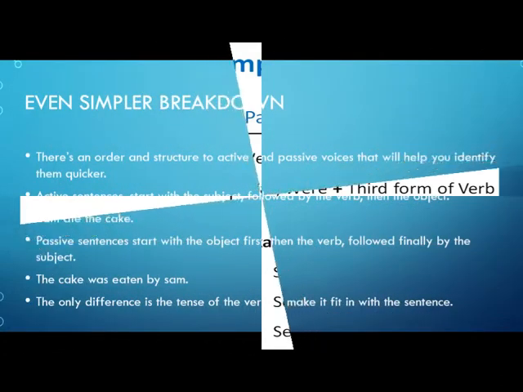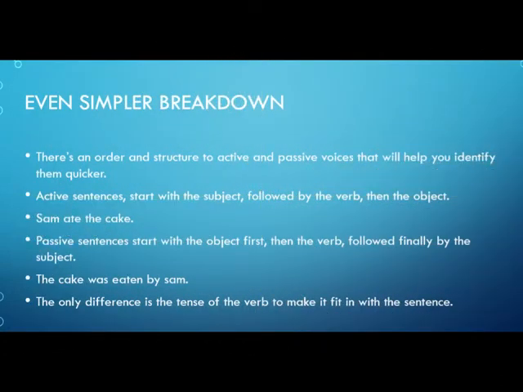An even simpler breakdown. There's an order and structure to active and passive voices that will help you identify them quicker. Active sentences start with the subject, followed by the verb, then the object. Sam ate the cake. So the subject is Sam, the verb is ate, and the object is the cake. And the passive sentences start with the object first, then the verb, followed by, finally, the subject. The cake was eaten by Sam.